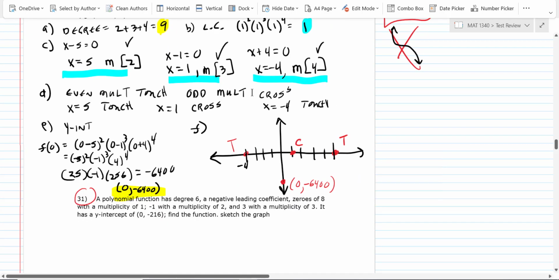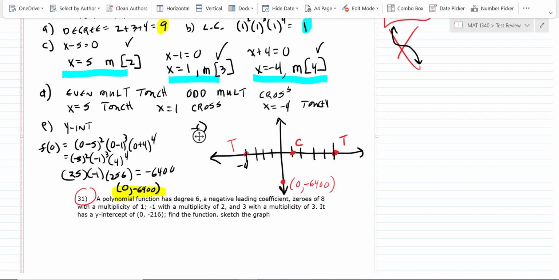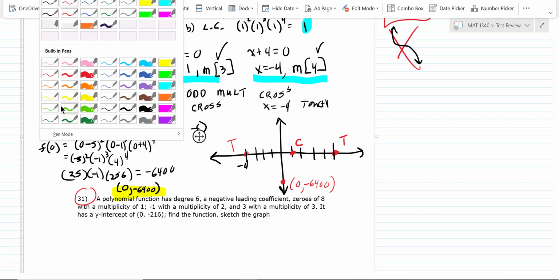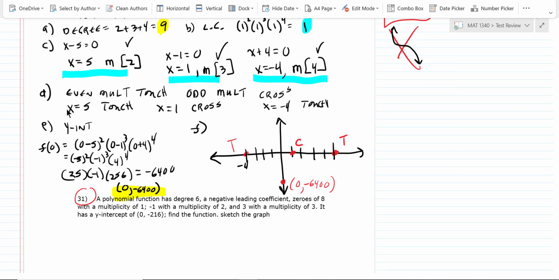So the way I taught you all how to do this then was basically like this. The endpoint behavior, since it was a 9th degree polynomial, the ends of the graph go like this. And then you just have to kind of wiggle through these points. So you're going to go to -4, but you're going to touch, which means you have to change directions. Then you're going to go through the y-intercept.